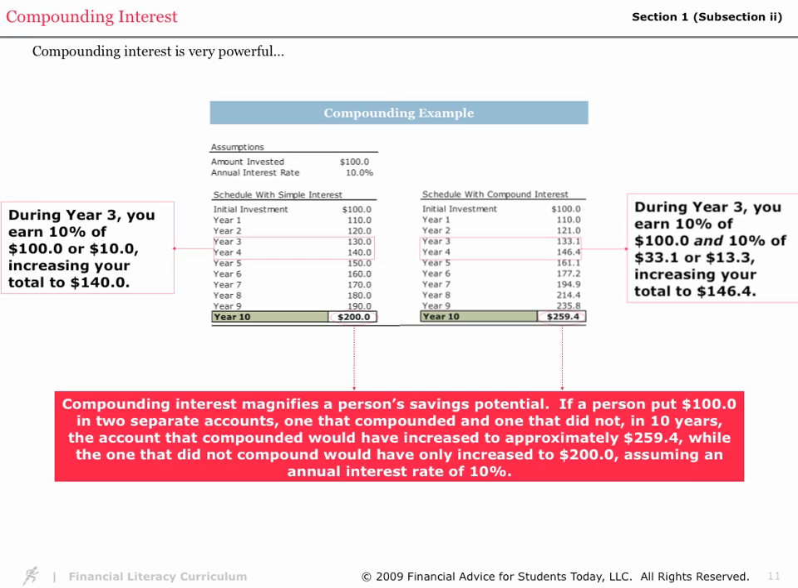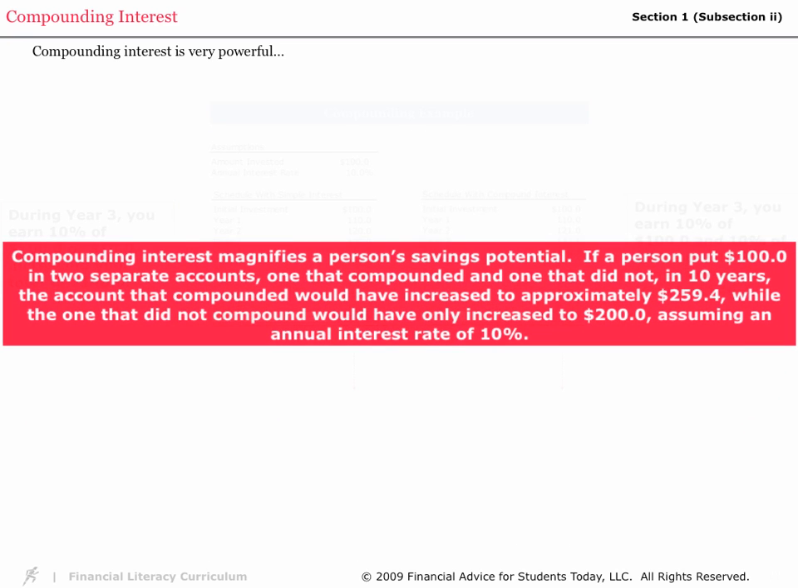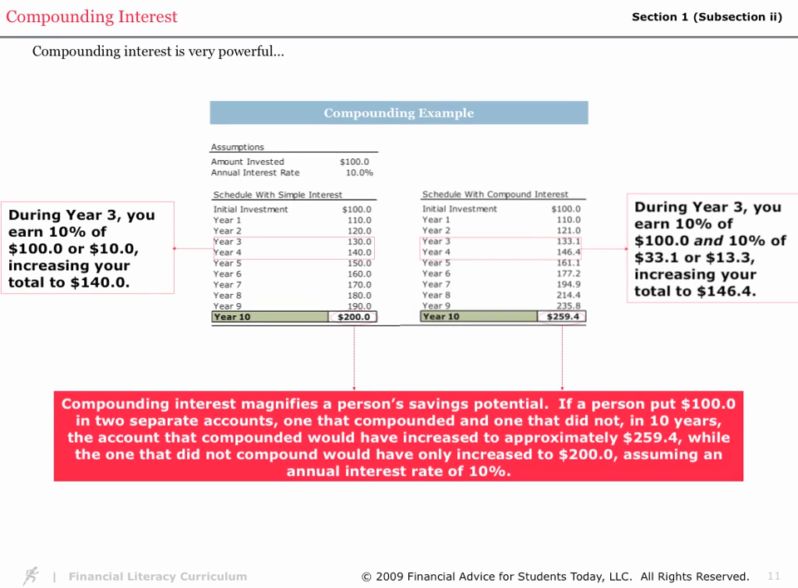At the end of 10 years, the account earning compounded interest has approximately $259.40, compared to $200 for the account earning simple interest, which demonstrates how powerful compounding interest can be.